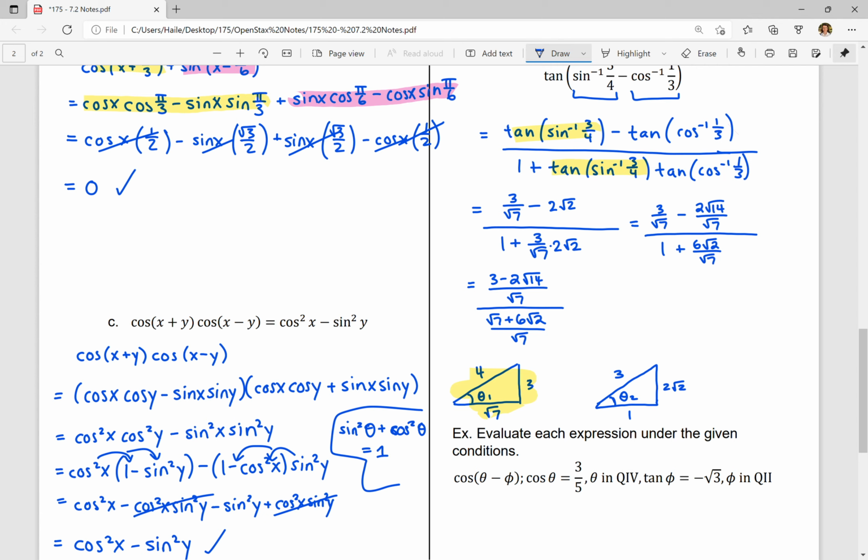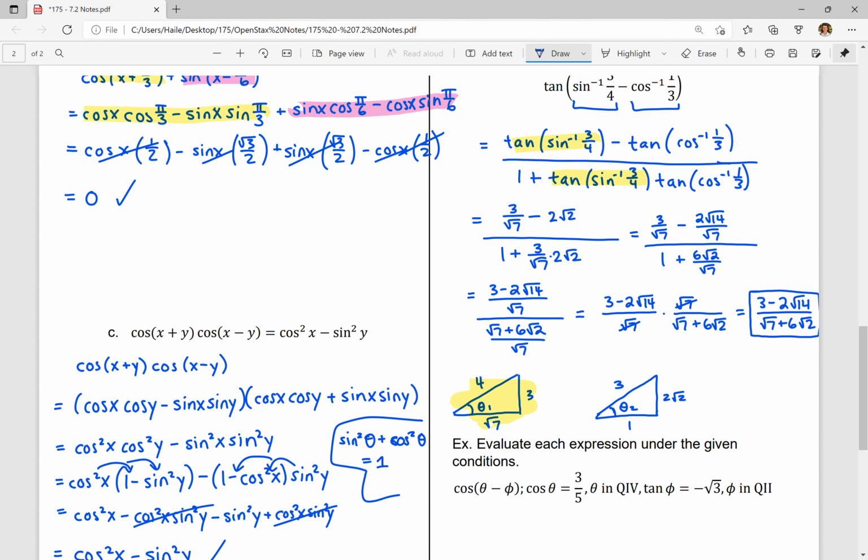Okay, so now that I have a fraction divided by a fraction, I can flip that bottom fraction and multiply it. So we have 3 minus 2 times the square root of 14 over the square root of 7, times the square root of 7 over the square root of 7 plus 6 square root of 2. Now these two square root of 7s are going to cancel, and our final answer is 3 minus 2 square root of 14 over square root of 7 plus 6 square root of 2. Okay, so that is our exact answer.